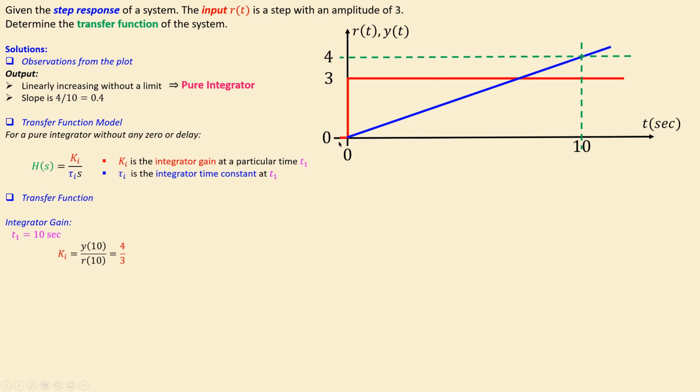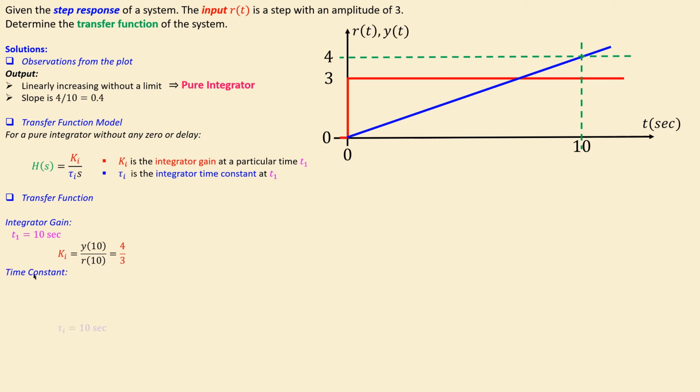Now if I look at my value of the blue line, which is the output, at 10 it is 4, so 4 in the numerator for the output, and the input is always 3 no matter what you choose for your t. So we have the value of 3 there. So you will have 4/3 as your Ki. That will be the integrator gain.